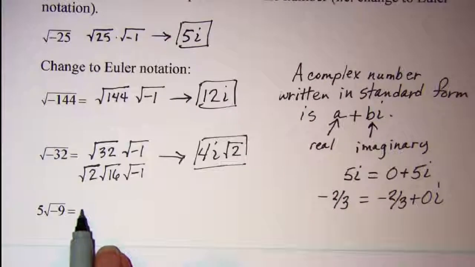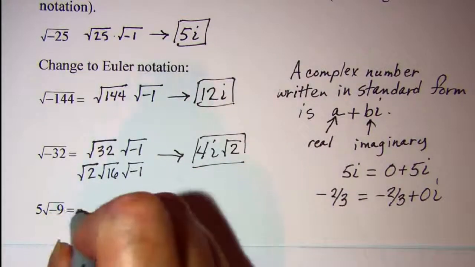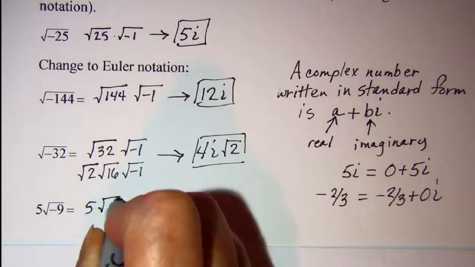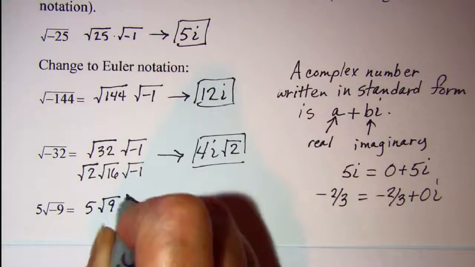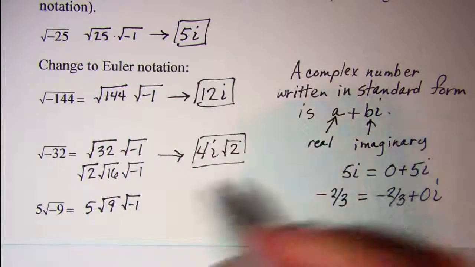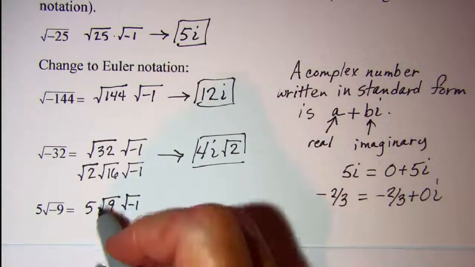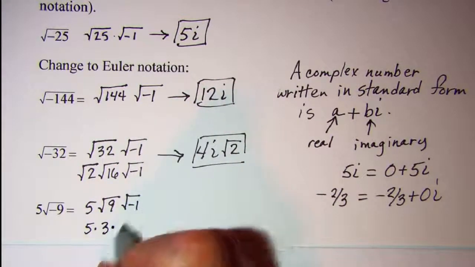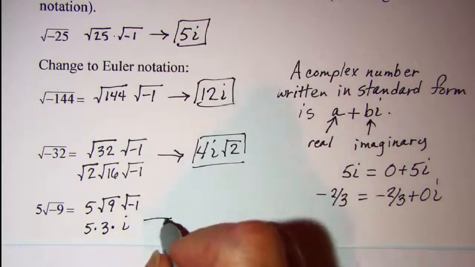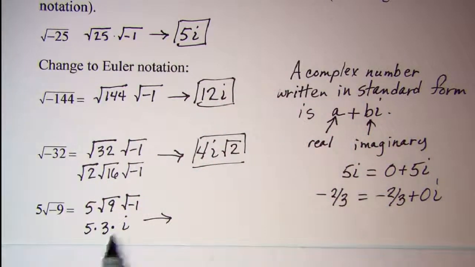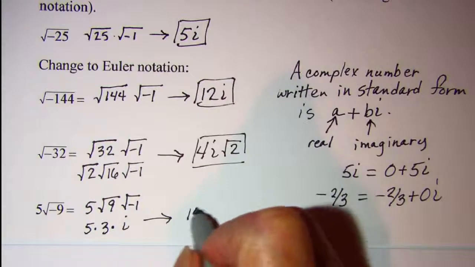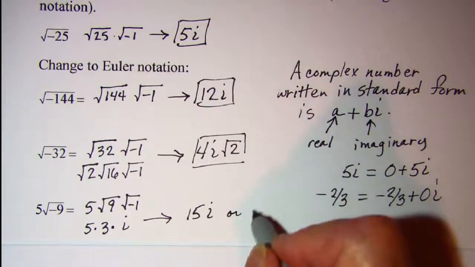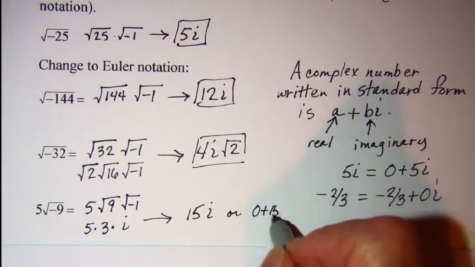Let's do one more of these. This is 5 times the square root of 9 times the square root of -1. The square root of 9 is 3, so this is 5 times 3 times i, which simplifies to 15i. So in standard form, that would be 0 plus 15i.